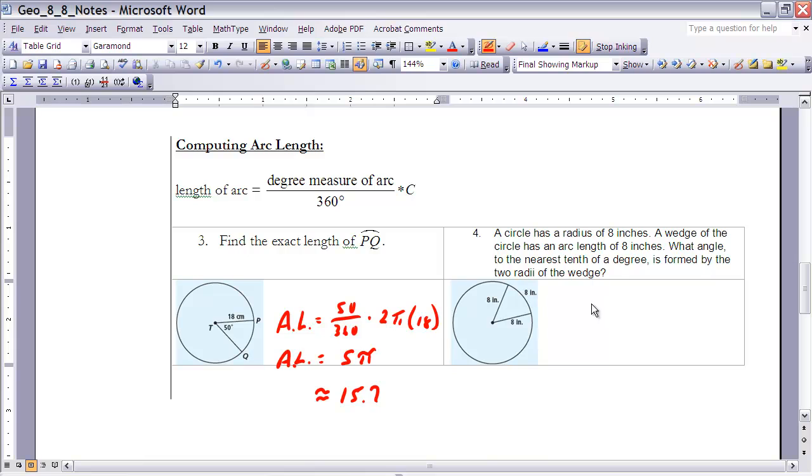So if arc length is equal to the measure of the angle over 360, and then I'm going to multiply that times the circumference. Well, in this case, I'll just leave it as circumference for right now. So the arc length, we know, is 8 inches. We don't know what the measure is, so I'm going to put the measure over 360, and then I have to make that times the circumference, which is 16 pi, 2 times 8 times pi. Now, I'm going to leave that one for you to solve. I'd like you to solve for m there, see if you can find what that measure is, and we'll talk about that one in class.